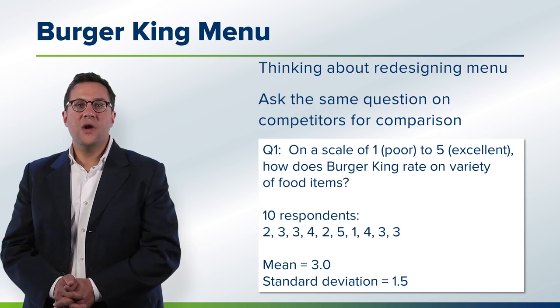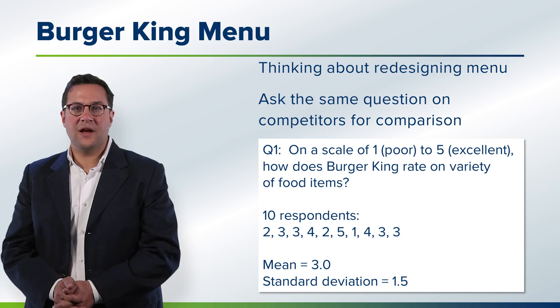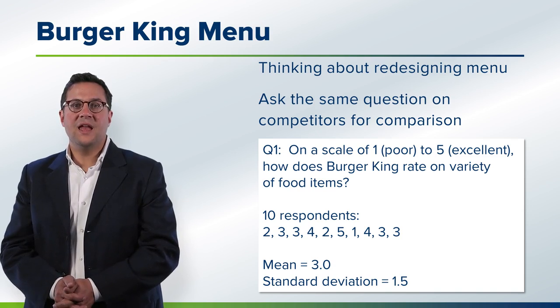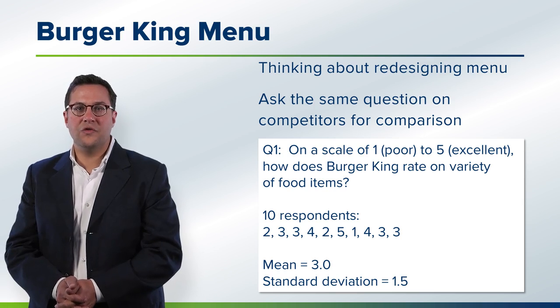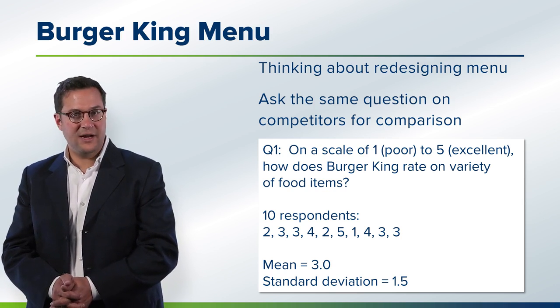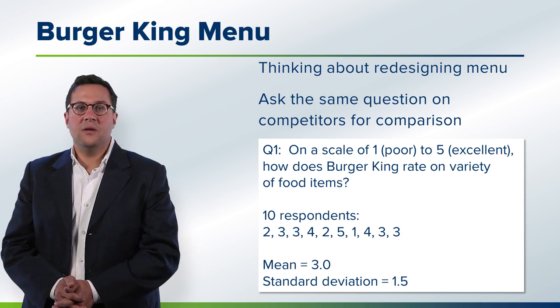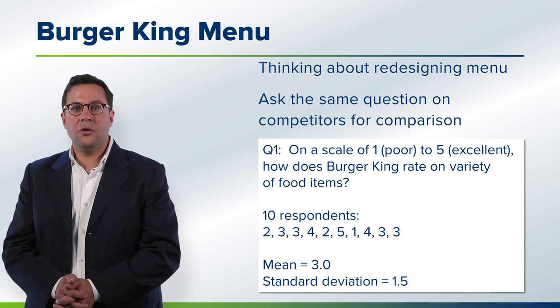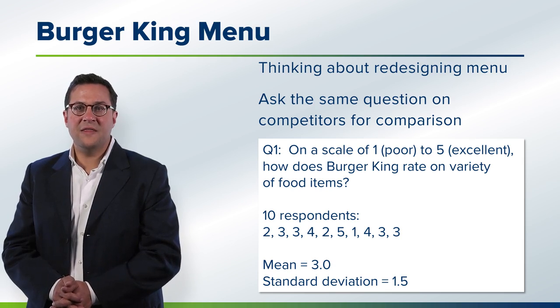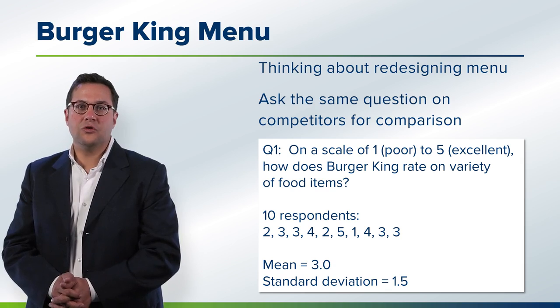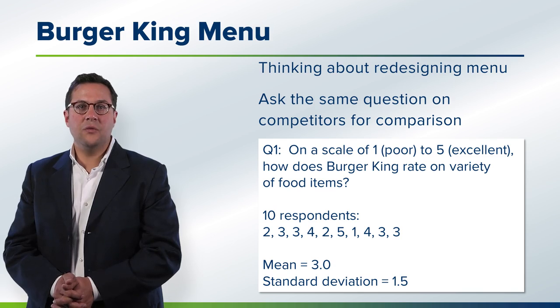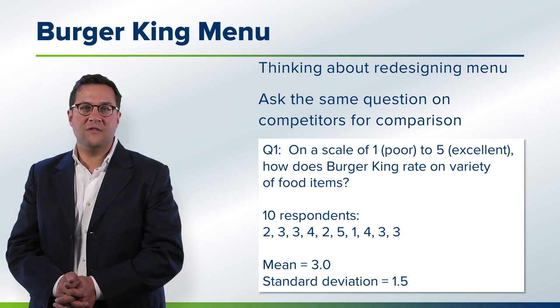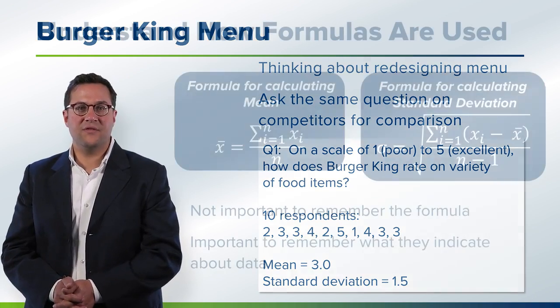We have this question on the scale of 1 to 5. How does Burger King rate on the variety of food items they offer? And you have the data for 10 respondents: 2, 3, 3, 4, 2, 5, 1, 4, 3, 3, right? So to compute the mean, what you need to do is sum all these numbers and divide them by 10, which is the total number of responses. And that will give you 3. If you apply the formula of the standard deviation for this data, you'll get 1.5.